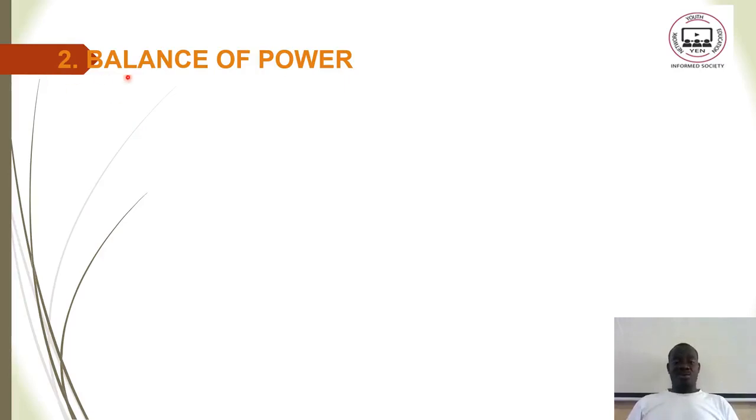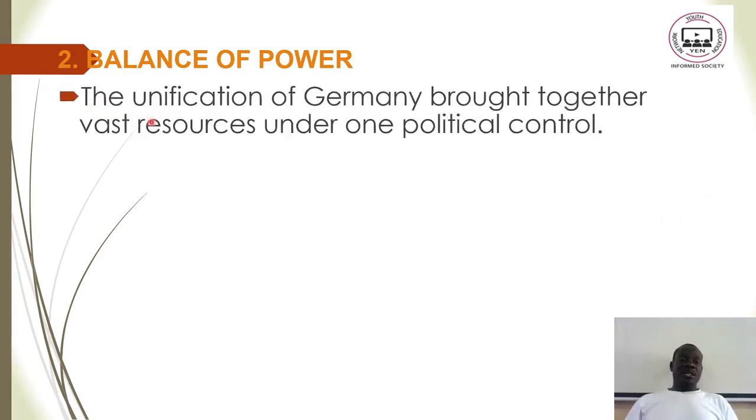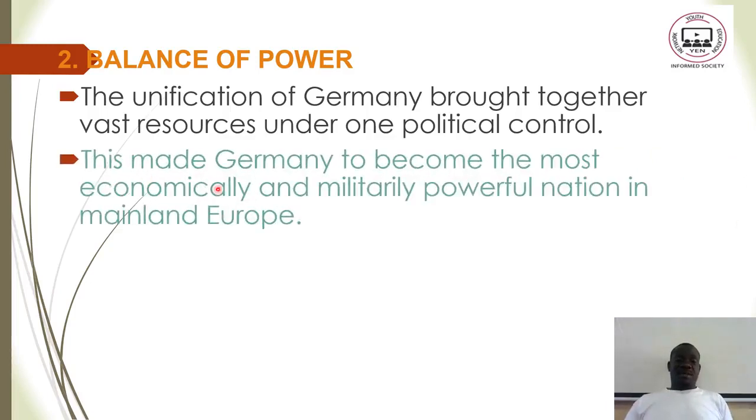Now, the other hot issue in Europe was the balance of power. The unification of Germany brought together vast resources under one political control. It meant that Germany now had control of the resources of all the 39 states. So economically, Germany was becoming stable. This made Germany the most economically and militarily powerful nation in mainland Europe.